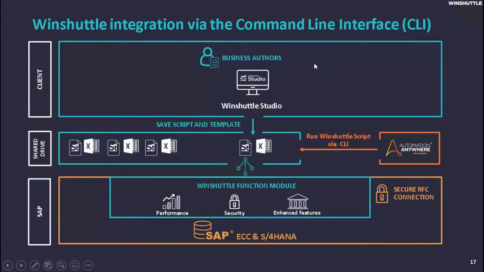So again, as a recap, we're leveraging Winshuttle to quickly and easily build those SAP interactions that securely interact with SAP. We'll use Automation Anywhere to detect that they've landed on a shared drive, they were emailed, however you want to set up the triggers. And then Automation Anywhere will run the Winshuttle script through the Winshuttle Command Line Interface, populate the results in the Excel file. We'll read those out and follow the appropriate actions based on those results.